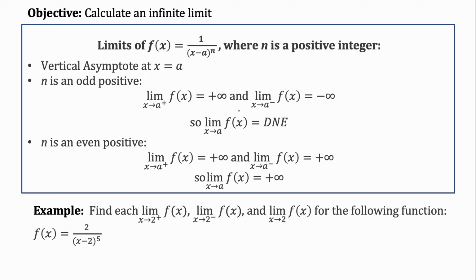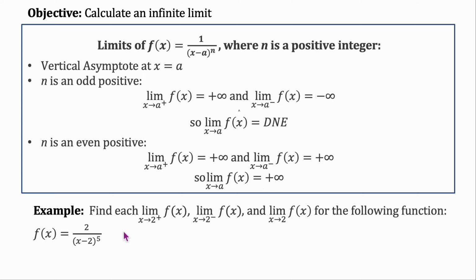Now, the same thing is true as we approach that a value. If it's an odd positive power on our x minus a quantity, the right side will go up to positive infinity as we approach a, and the left side will go down. So we would say that the limit as we approach a would not exist. Now, if n is an even positive, you'll notice the same thing. Both our left side and right side quantities will go up to positive infinity.